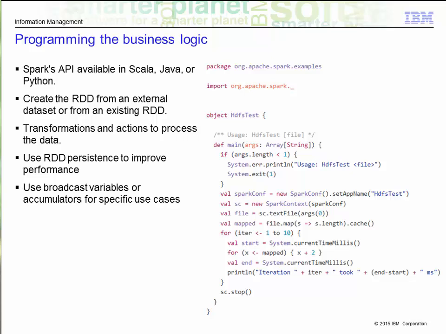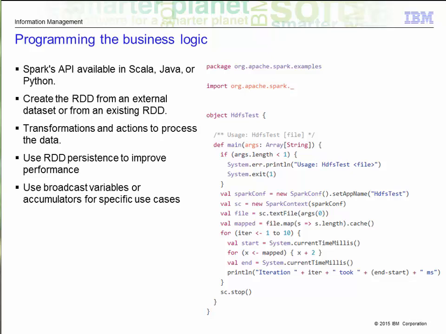Once you have the beginning of the application ready by creating the Spark context object, you can start to program in the business logic using Spark's API available in Scala, Java, or Python. You create the RDD from an external dataset or from an existing RDD. You use the transformations and actions to compute the business logic. You can take advantage of RDD's persistence, broadcast variables, and/or accumulators to improve the performance of your job.